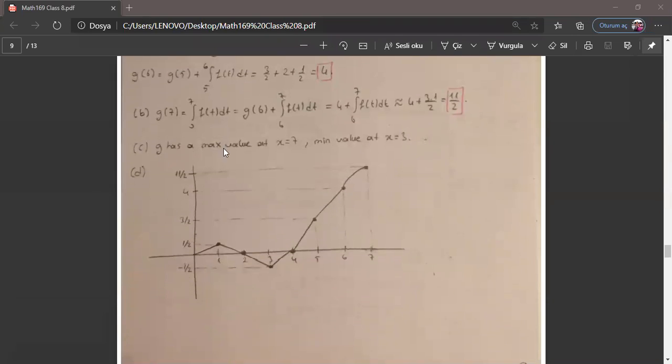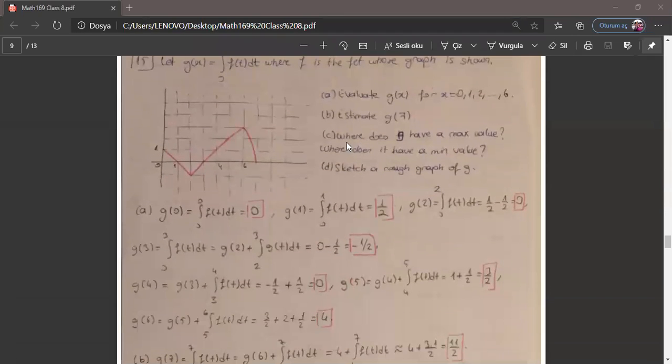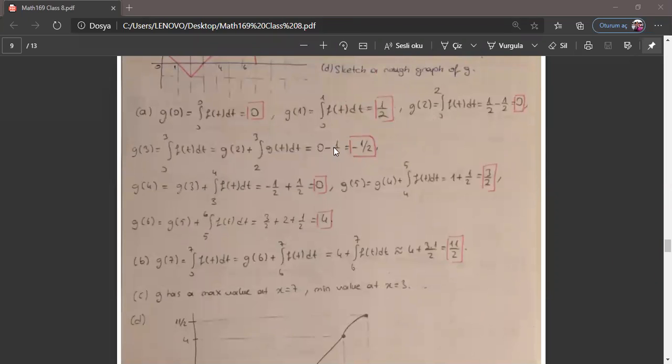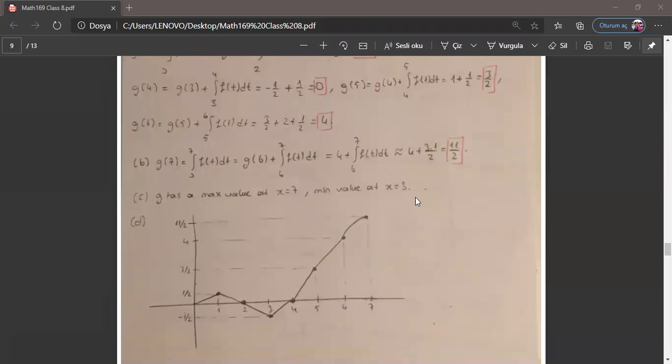Now, for the last part, for C, we find the max and min values of the function g. So here you see the values, okay? It gets minus 1 over 2 when we put 3, so the minimum value is at x equals 3, and maximum value is, here we have, x equals 7. And we sketch the graph of g. Of course, we cannot sketch the exact graph of g, but we make some estimation.